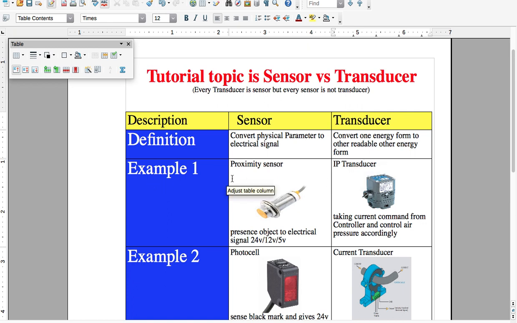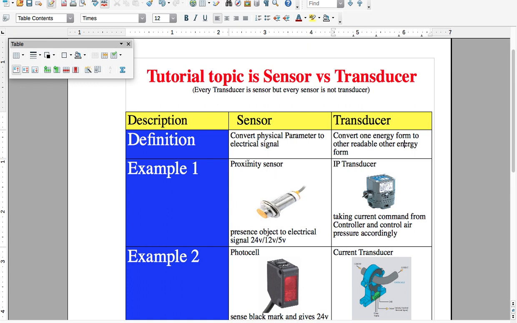Let's come to examples. They will explain the definition and the main difference. The first example of a sensor is the proximity sensor. Proximity sensors are mostly of two types, inductive and capacitive, but we will see the difference between them in another tutorial.